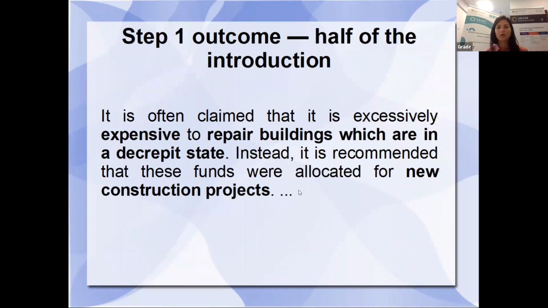So basically, as a result of step 1, we may have half of our introduction ready. For example, it is often claimed that it is excessively expensive to repair buildings which are in a decrepit state. Instead, it is recommended that these funds were allocated for new construction projects. Yeah, so just like that. We have money, we have new, we have old. So all are here.